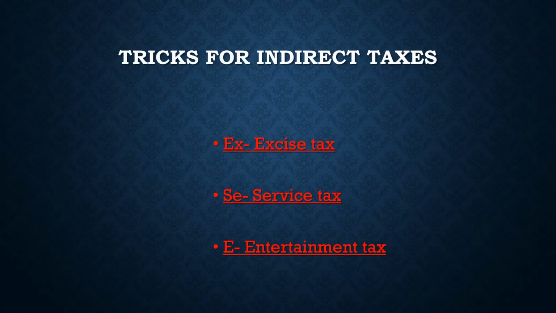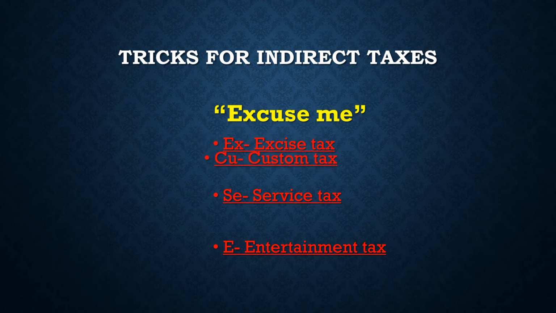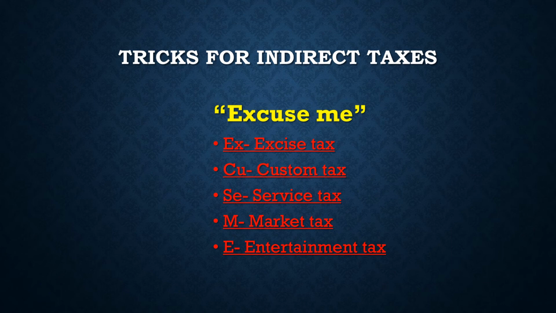The trick for indirect taxes is "excuse me." You might find it funny, but this is another simple trick to remember the taxes. EX stands for excise tax, CU stands for custom tax, SE stands for service tax, M stands for market tax, and E stands for entertainment tax. So the trick goes as "excuse me," which is EX excise tax, CU custom tax, SE service tax, M market tax, and E is entertainment tax.